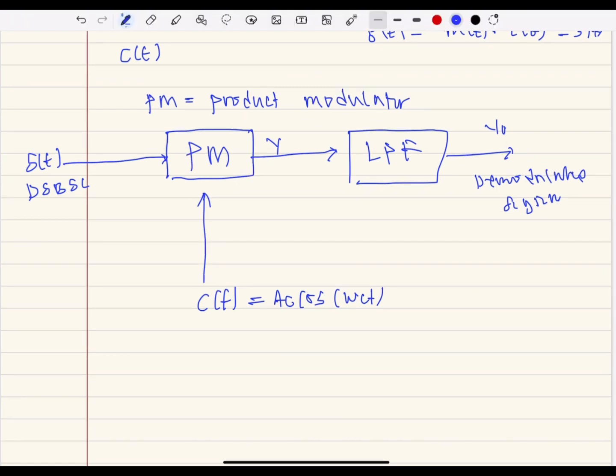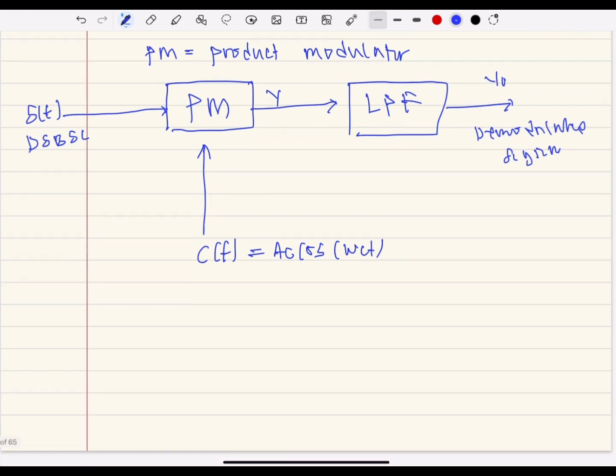So in short, if we want to extract the message signal, we multiply our DSBSC modulated wave by its carrier frequency wave. By multiplying them, we get an output, and that output needs to be passed through a low pass filter. After passing it through the low pass filter, the resulting signal is of a lower frequency, and the output is our message signal.